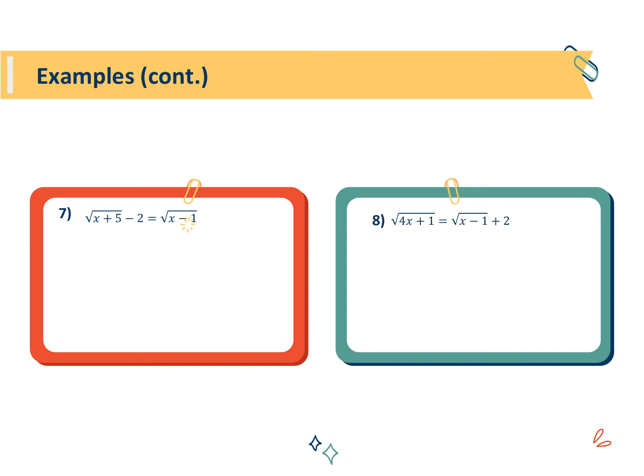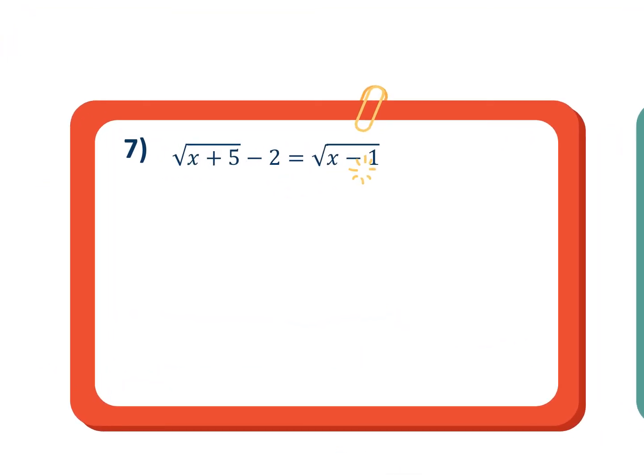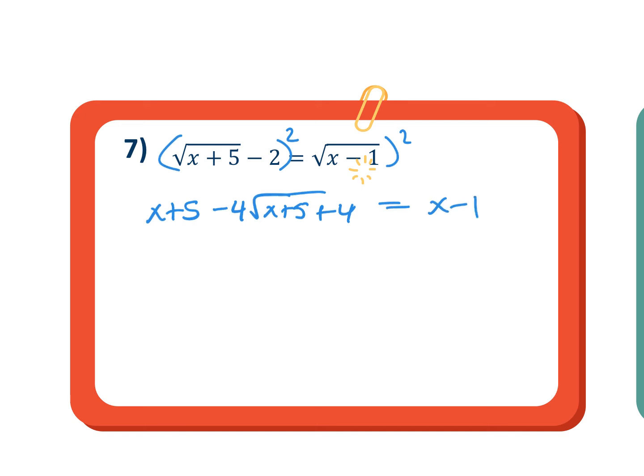All right, here is number 7. Again, isolate the radical. Well, it's already isolated. So let me just square both sides. Again, remember, we got to FOIL this thing. So once I FOIL it, this becomes x plus 5, that comes out of the radical, minus 4 times the square root of x plus 5, plus 4 equals, and this just came out.